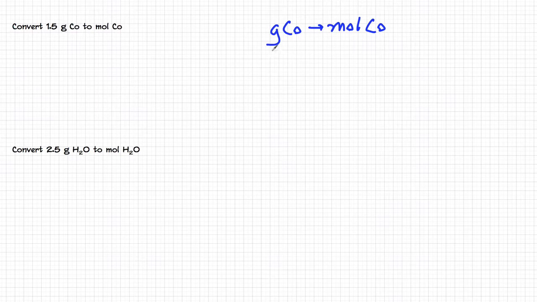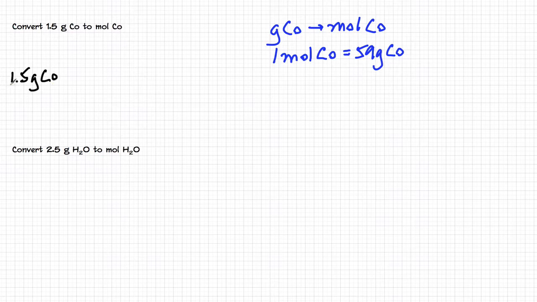And we know that for every 1 mole of cobalt, we're going to get 59 grams of cobalt. And the 59 grams, of course, is the atomic mass of cobalt off the periodic table. So we write down our measurement over 1. And we're going to do this in one step.